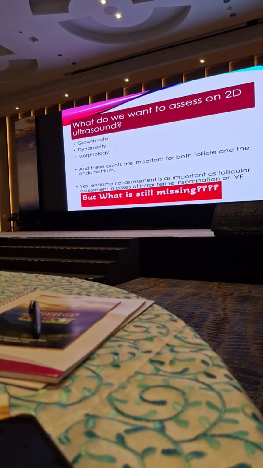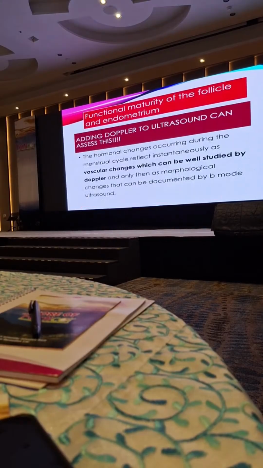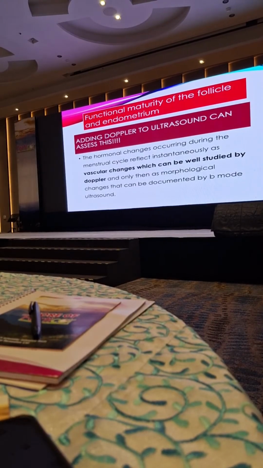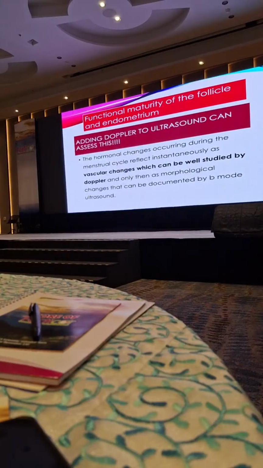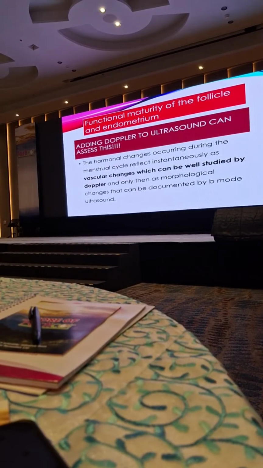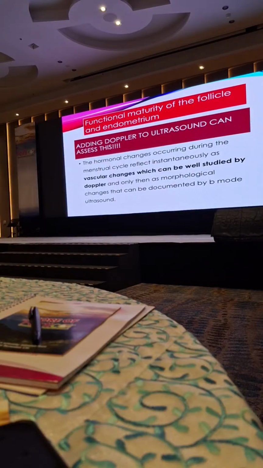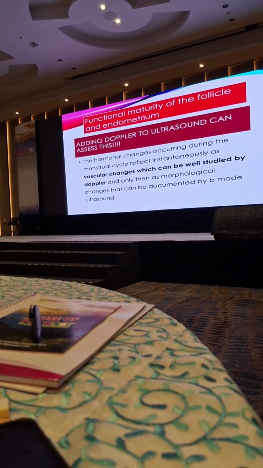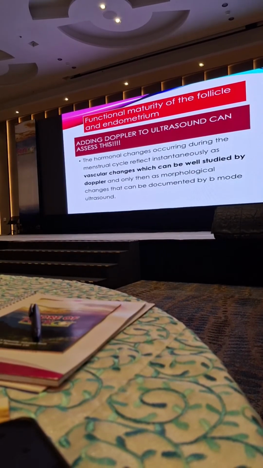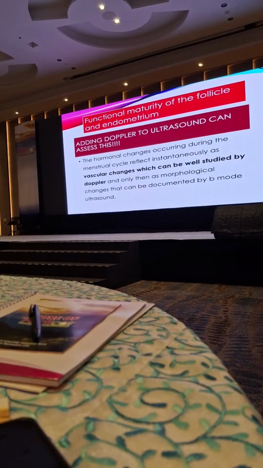If we say so, we feel we have done sufficient, but this is also not sufficient. What is missing then? We need to assess the functional maturity of the follicle and endometrium. It's never adequate to just look at the size. That just tells us about anatomy and nothing about the physiological status or the functional status of the follicle and endometrium. That means let us add Doppler to the 2D assessment of the follicle and the endometrium.